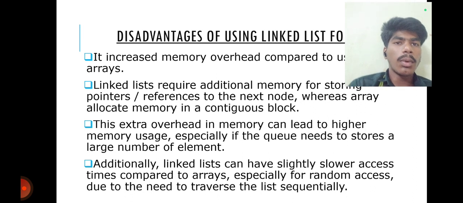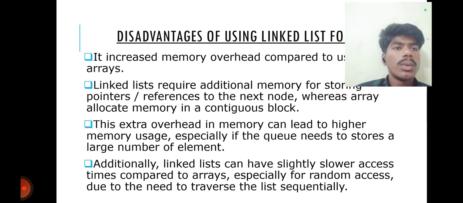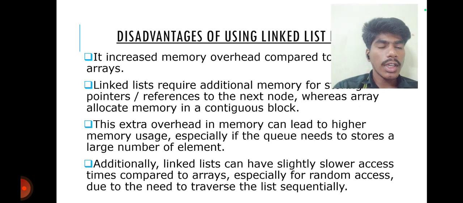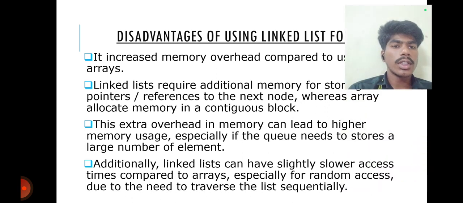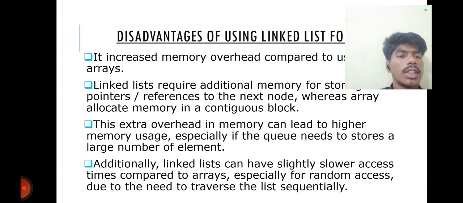Now, let us discuss the disadvantages of using linked list. It has increased memory overhead compared to using arrays. While we are using linked list, it takes more memory than arrays. Linked list requires additional memory for storing pointers or references to the next node, whereas arrays allocate memory in a continuous block. This extra overhead in memory can lead to higher memory usage, especially if the queue needs to store a large number of elements. Additionally, linked lists can have slightly slower access time compared to arrays, especially for random access, due to the need to traverse the list sequentially.